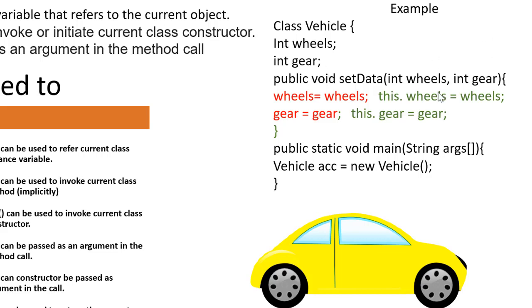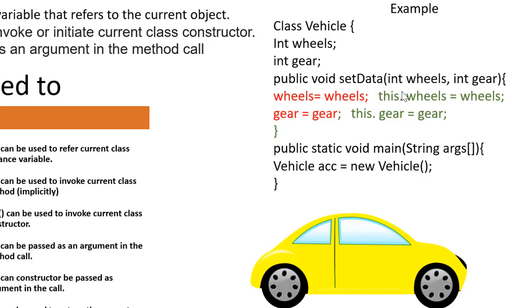Now the confusion for the compiler is which is the instance variable "wheels" and which is the "wheels" to be assigned. In that case, we are getting the values which we have to assign to these variables. Now which wheels is equal to which wheels? The compiler is confused at this stage. To make it clearer, we use the this keyword: this.wheels equals wheels.